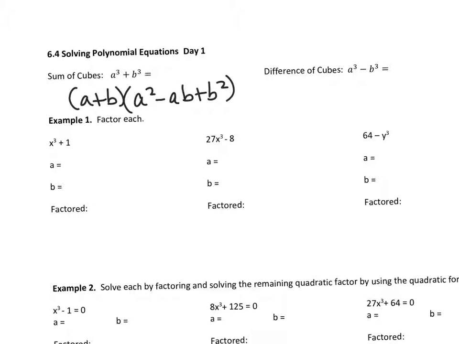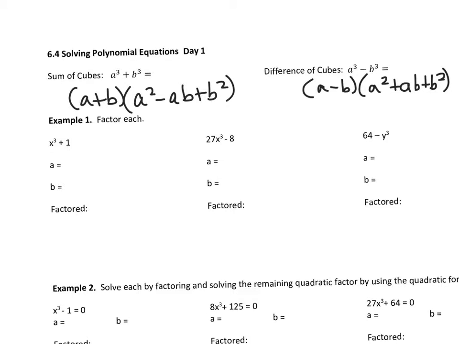In order to do this, you need to determine what a and b are by cube rooting them. For difference of cubes, you take the cube root of each, and then you'll have a minus b times a squared plus ab plus b squared. These are formulas that you don't have to memorize, but you need to know how to use. The first thing when you're factoring these is to identify what a and b are.